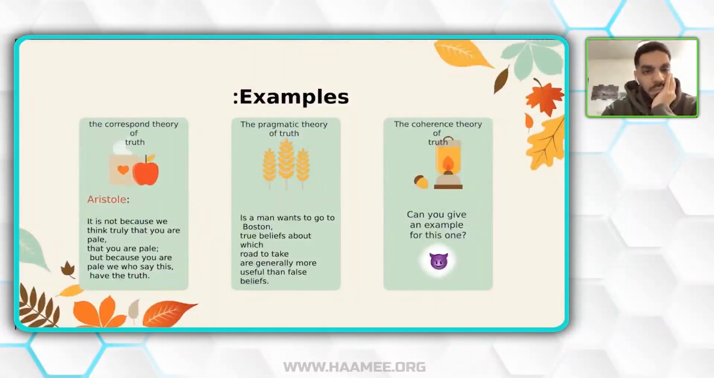As you see, here I wrote some examples for all three theories. If I have time, I can explain them. So theory number one is the correspondence theory of truth, as I told you. We have an example from Aristotle, who said that it's not because we think truly that you are pale, but because you are pale, we who say this have the truth.